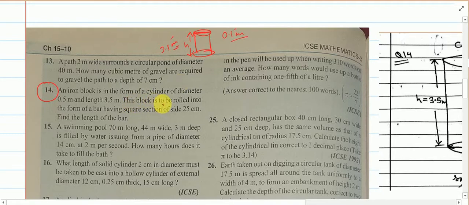Next it's saying this block is to be rolled into the form of a bar having a square section of side 25 centimeter. So this should be transformed to a bar. This has to be converted to a bar whose cross section is a square, and its side is 25 centimeter. They want you to find the length of that bar.